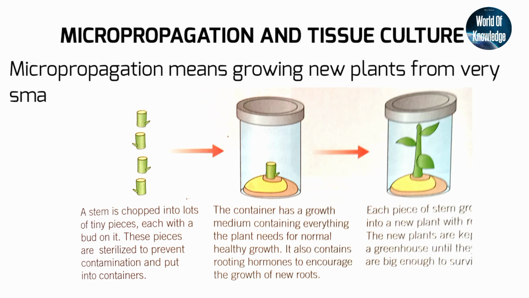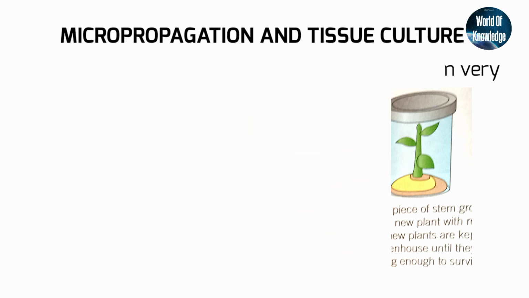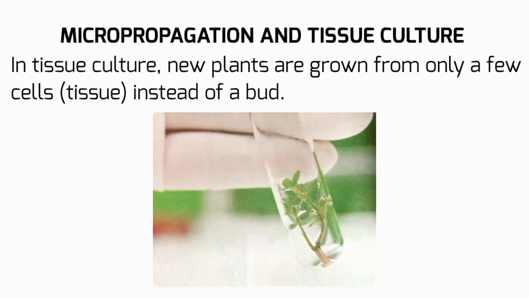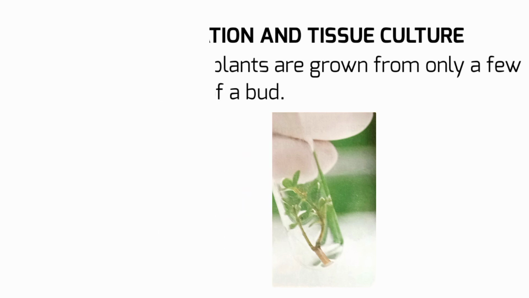Micropropagation and tissue culture. Micropropagation means growing a new plant from very small pieces. In tissue culture, new plants are grown from only a few cells instead of from a bud.